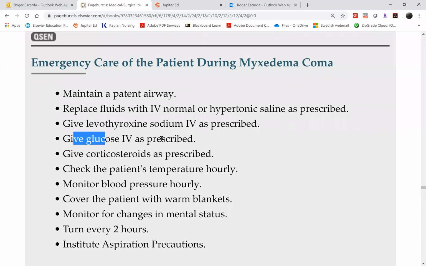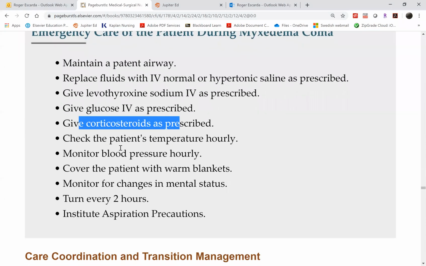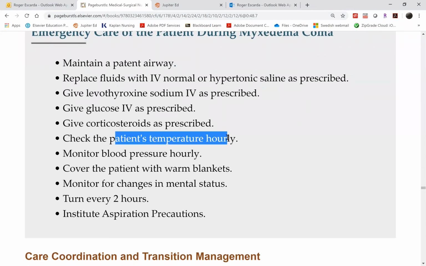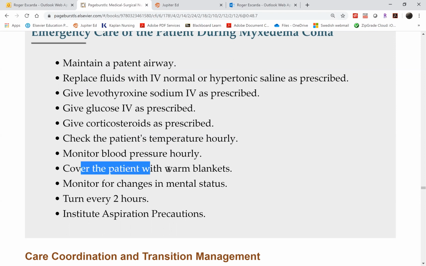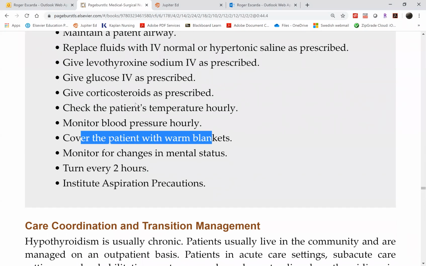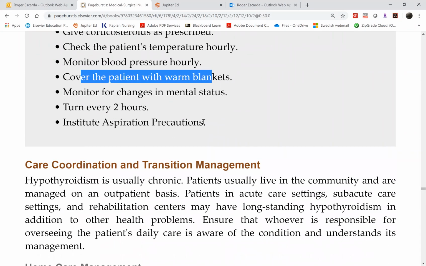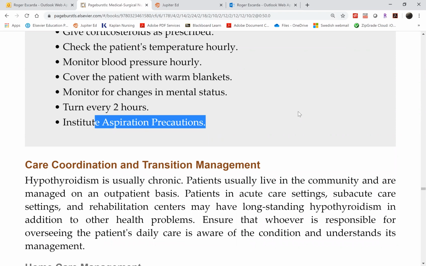Here's for the hypoglycemia, for hypothermia, hypotension, and here's for hypothermia again. Right? Then because the patient is unconscious, always institute aspiration precautions.